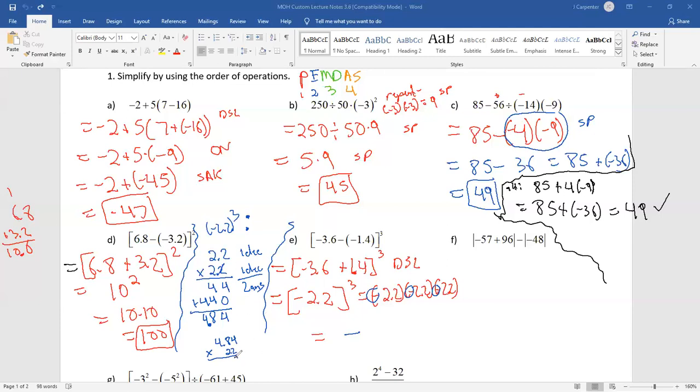4 times 2 is 8. 8 times 2 is 16. Carry your 1. 4 times 2 is 8 plus the 1 is 9. That's 968. We're done with the 2 and the 1s. So we put a 0 in the 1s. Then the same exact math, it's going to be 968 again.